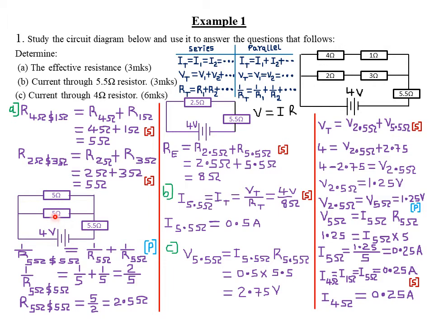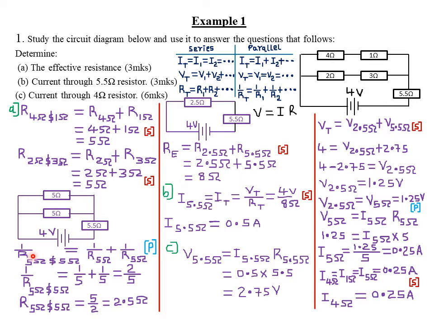Therefore, we shall combine these until we end up with a total resistance which is in series. So we'll combine the 5 ohm resistor and the 5 ohm resistor to obtain one common resistor. Because the 5 ohm and 5 ohm are connected in parallel, and we said that for a parallel connection, the reciprocal of the effective resistance or total resistance is equal to the sum of the reciprocals of the individual resistors.